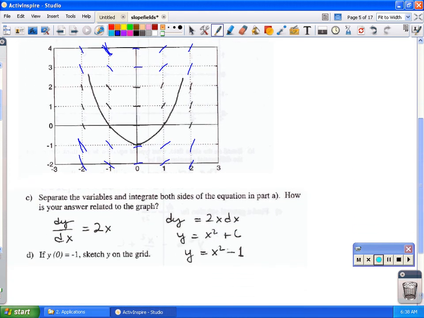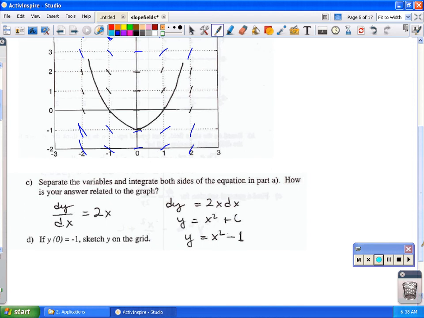All right, in part C, they say, all right, you created a slope field. Let's go back and do what we already know how to do. Let's separate the variables and integrate. So we're actually going to solve the differential equation. When you separate, you're going to get the x on the other side, and then you're going to integrate, and you get y equal to x squared plus c.